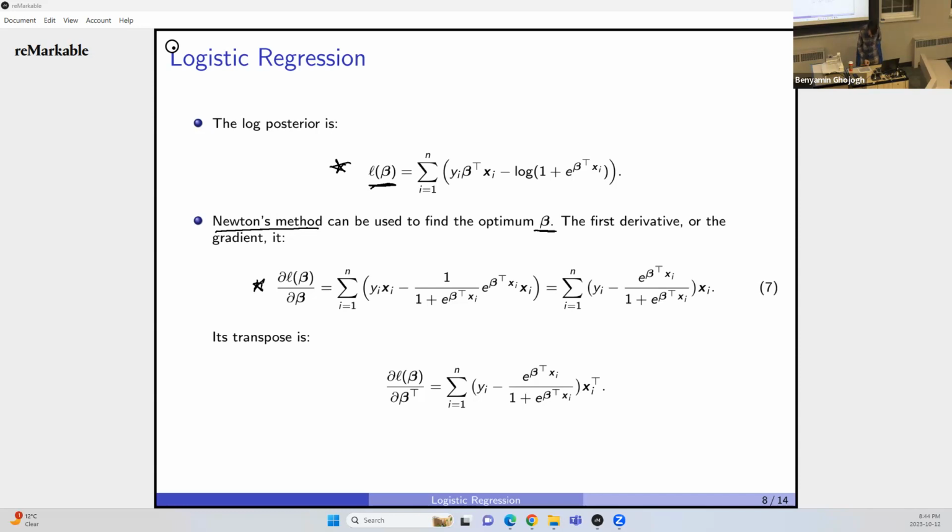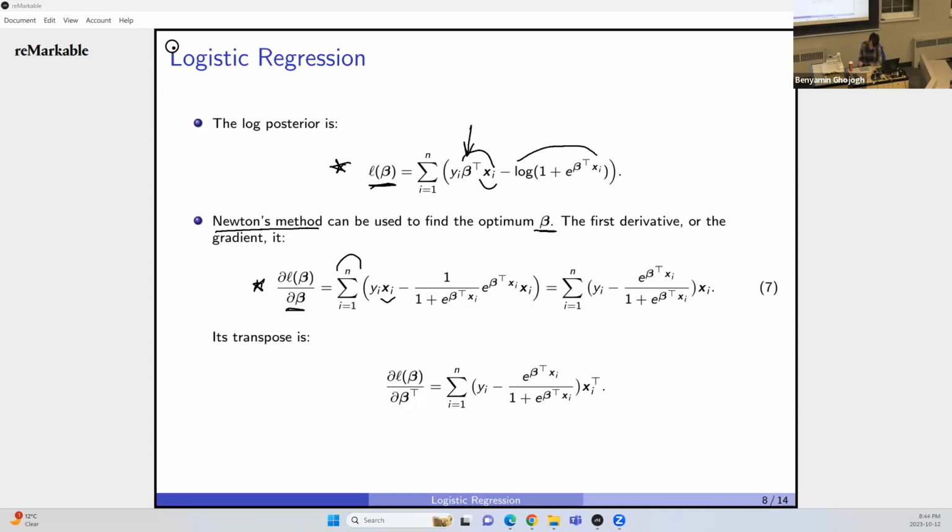Derivative of this log posterior with respect to beta. Log posterior is a scalar, beta is a vector. As a result, the derivative is a vector. Recall preliminaries. So what is this? Beta transpose xi. Its derivative with respect to beta becomes xi, right? Why does the summation not go away? Because I'm taking the derivative with respect to beta and I have xi, so I have the summation. If I were taking the derivative with respect to xi, the summation would go away.